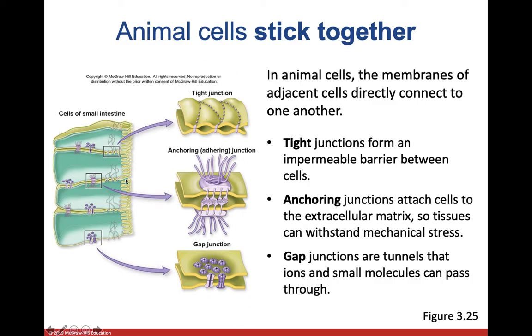So some cells, when they form together, this is going to be the cells of our small intestines here, and you can see down here they represent all three of them. They're going to form something called a tight junction. The two different cells, when they butt up to one another, are going to be very, very tightly connected to one another. This forms an impermeable barrier, where nothing can get through these two cells. There's nothing that's going to be able to squeeze between them.